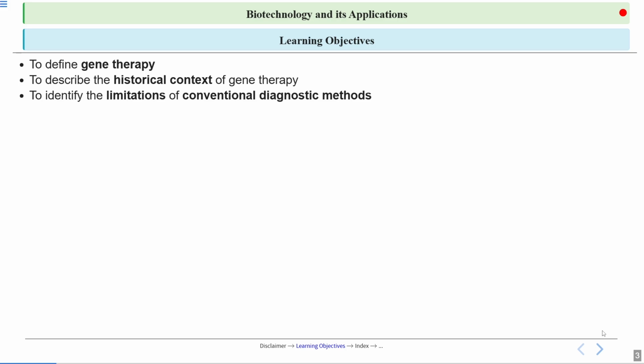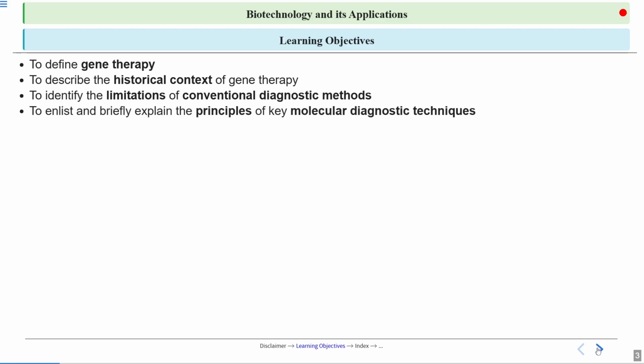Then we will identify the limitations of conventional diagnostic methods, and then we will list and briefly explain the principle of key molecular diagnostic techniques. So first we will talk about the limitations we face in conventional diagnostic methods, and later we will explain the principle of key molecular diagnostic techniques, and we will see a few examples of them also. So yeah, let's go ahead.